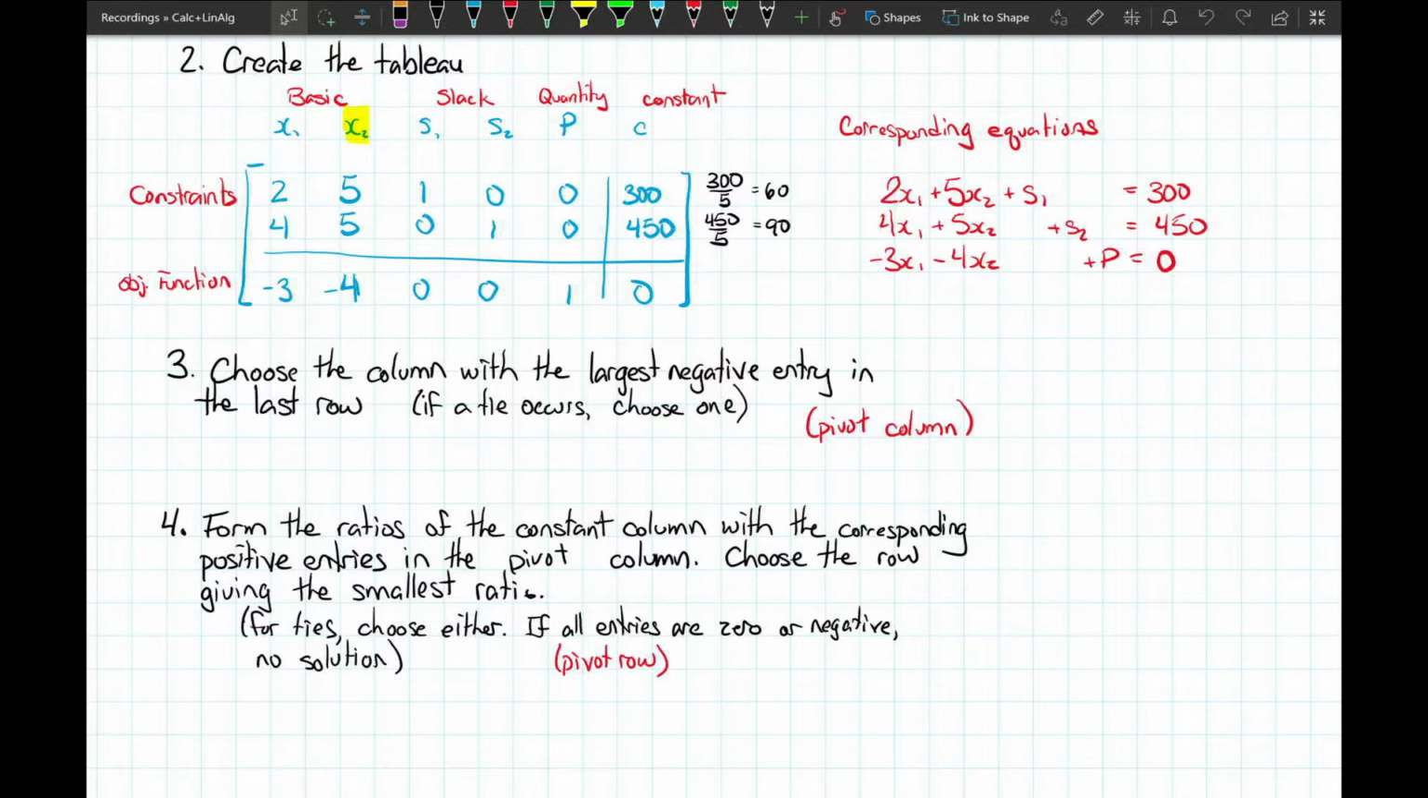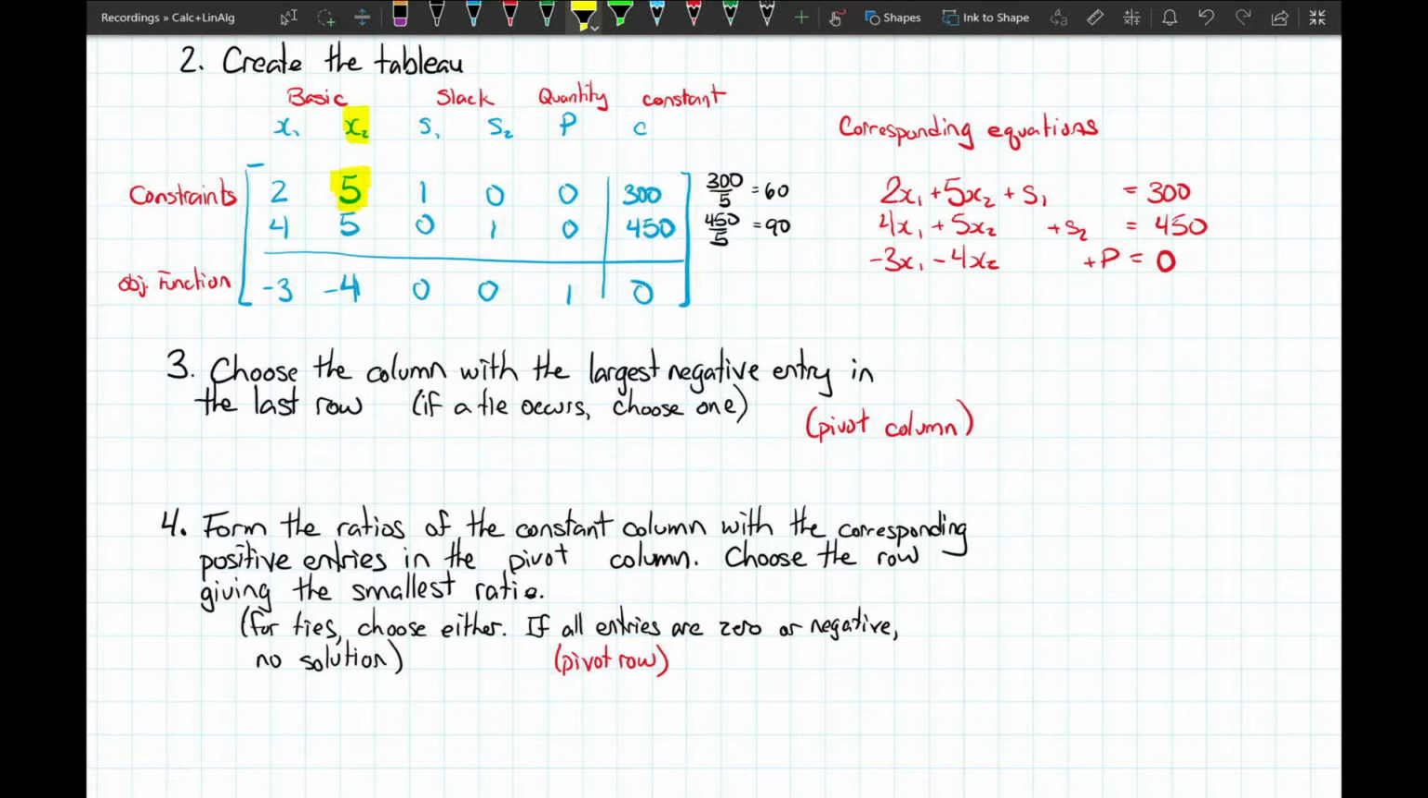Now keep in mind, none of the variables can be negative, right? So if in the pivot column you have negative entries in the constraint equations, then we shouldn't consider those ratios as being important to calculate. We're only going to look at positive entries in the pivot column. Divide the entries in the constant column by those entries and find the one with the smallest ratio. And again, if there are ties, just choose either one. That's fine.